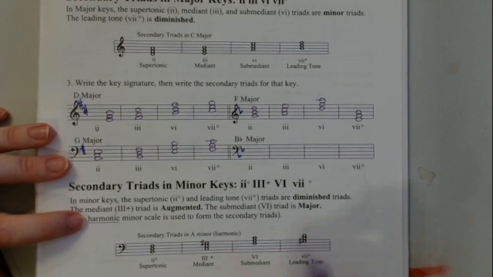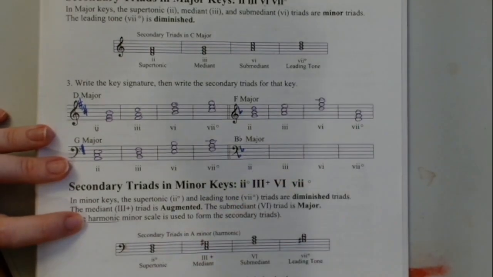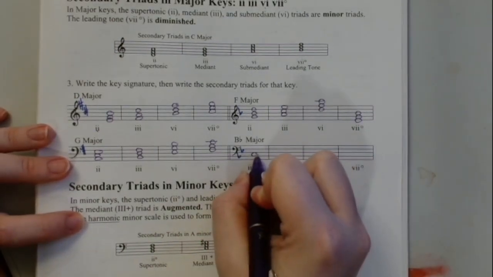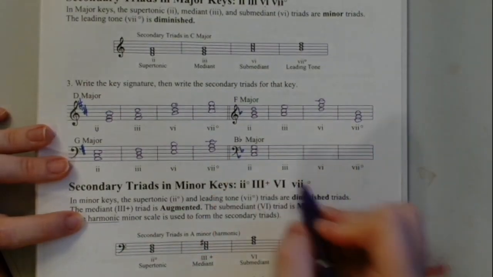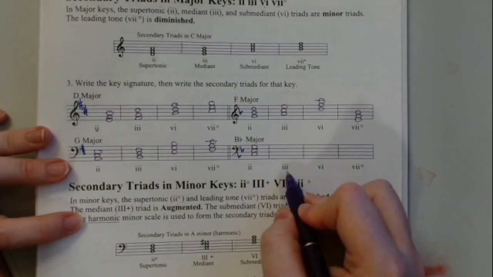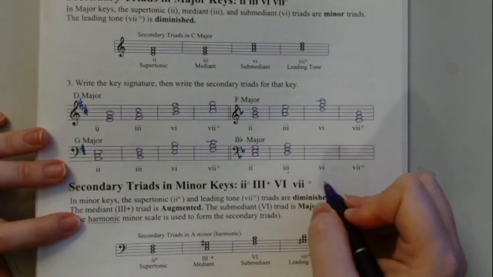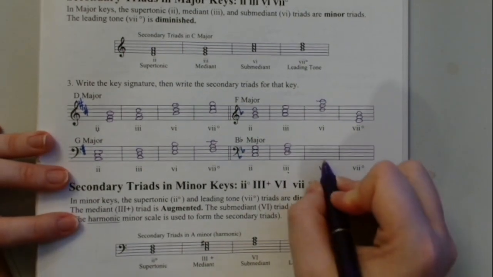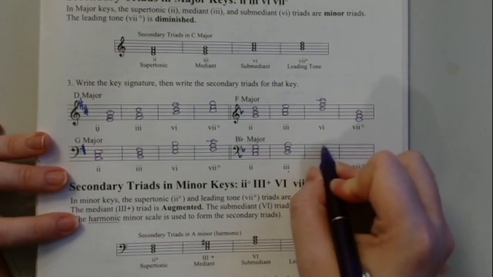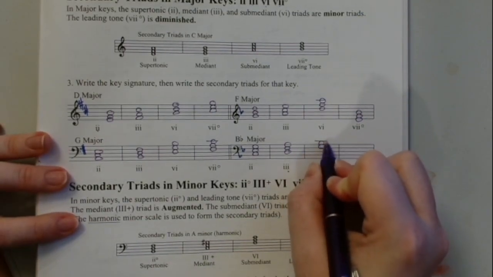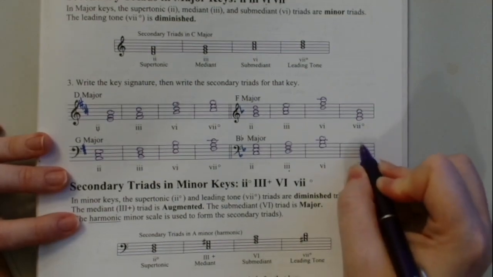The 2nd scale degree in B flat major is going to be C, E flat, G. Your 3rd scale degree in B flat major is D, F, A. Your 6th is G. Which octave should I go? I'll just go up here. And your 7th is A.